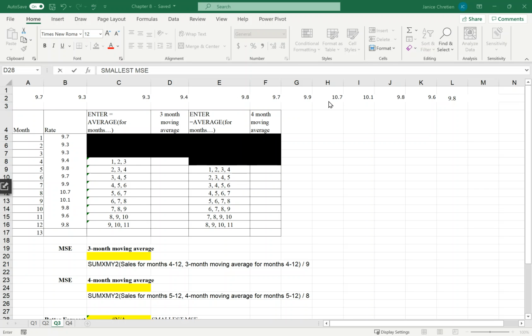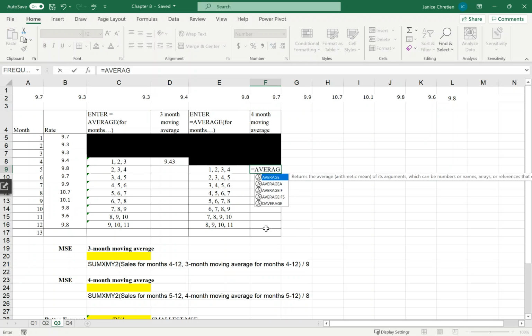I put these 2 columns. You don't need them, I'll put them in there for you. You need a 3-month moving average and a 4-month moving average. So for a 3-month moving average, I've already told you right here, you need months 1, 2, and 3. Four-month is going to start down here. I've already told you that you need months 1, 2, 3, 4.